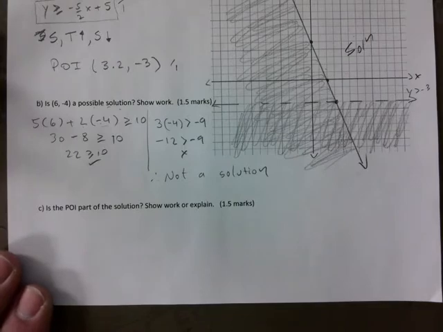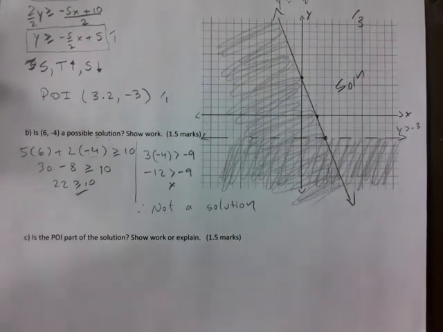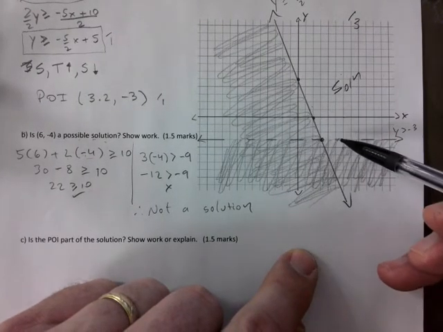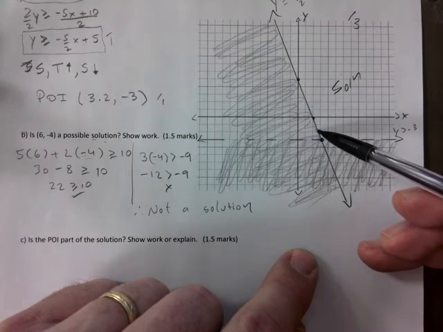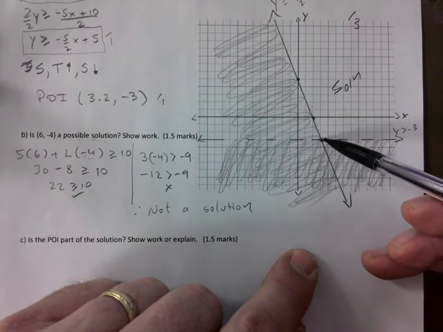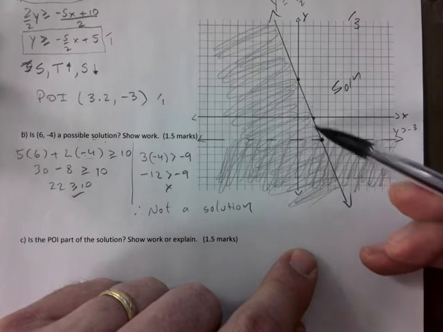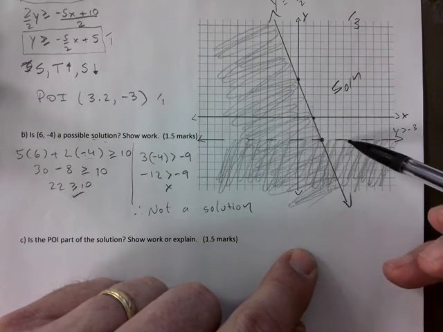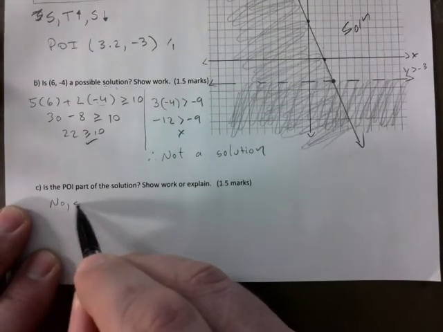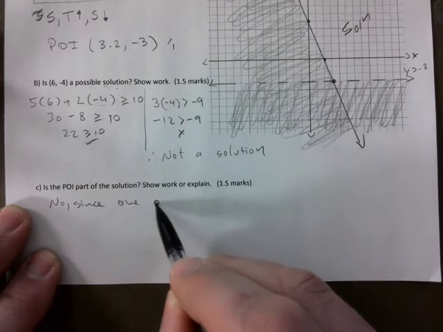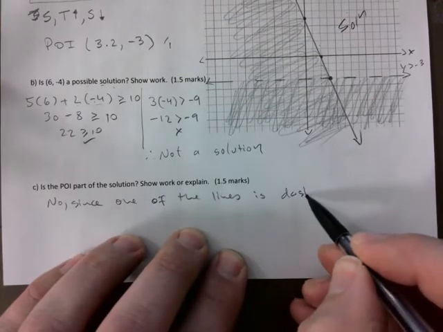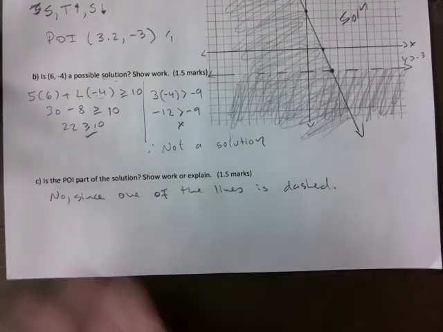Is the POI part of the solution? Show work or explain. If you watched the video yesterday or the homework video, if the point of intersection involves a dashed and a solid line, then it is not. Both of the lines have to be solid for that point to be considered, because it works for this line, but it does not work for that one because this is dashed. So you either explain no, since one of the lines is dashed, and you would get full marks there.